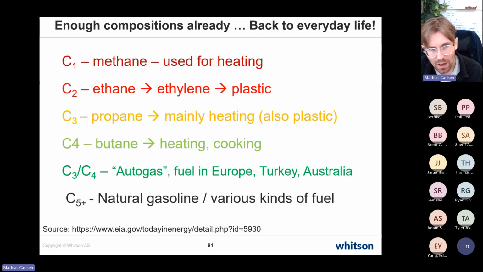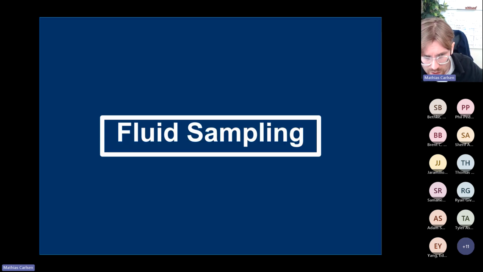In your day-to-day life, methane is used for heating, ethane for plastic, propane for heating, typically butane for heating. And then everything that's heavy and that you really put into your car, those are the components that are typically C5 plus. And when you have these petroleum fluids in the reservoir and you would like to sample them, there's a few different types of samples that you can consider.